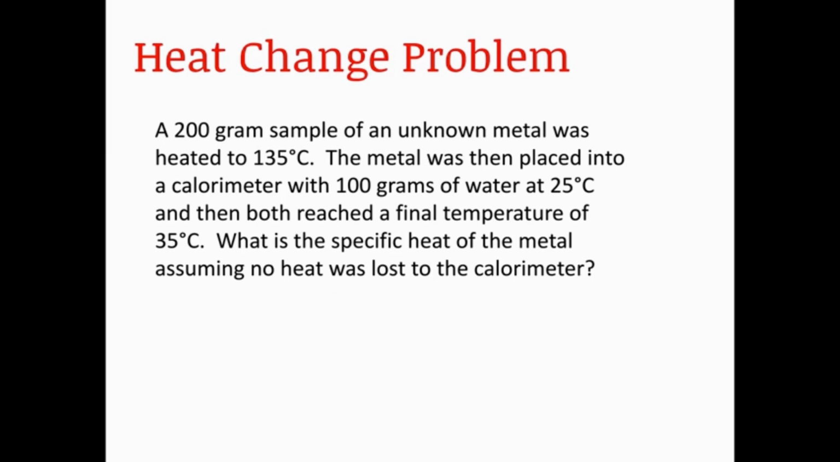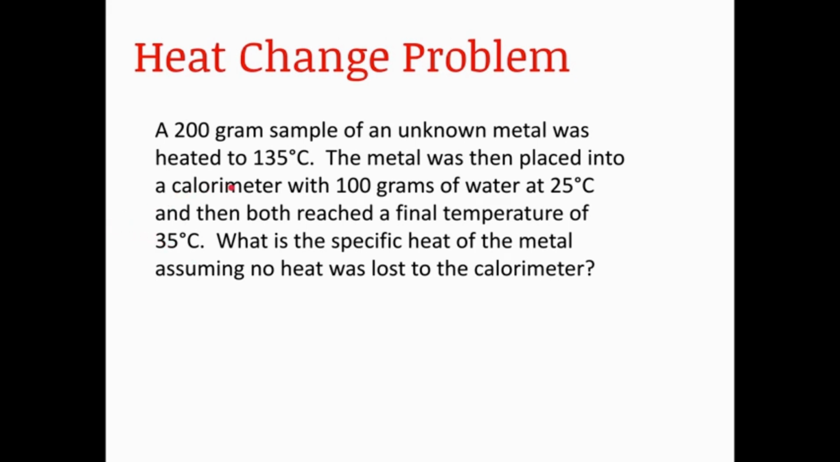So here's a problem. We have a 200 gram sample of an unknown metal that was heated to 135 degrees Celsius. The metal was then put into a calorimeter with 100 grams of water. So the water was originally at 25 degrees Celsius, and then after the metal was put in, the temperature of the water increased to 35 degrees Celsius. And so we want to find the specific heat of the metal.